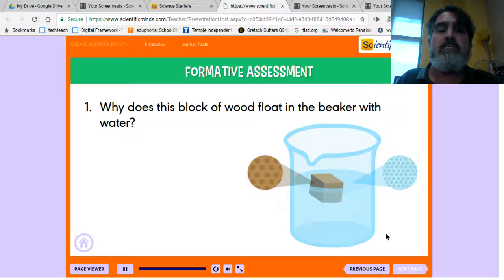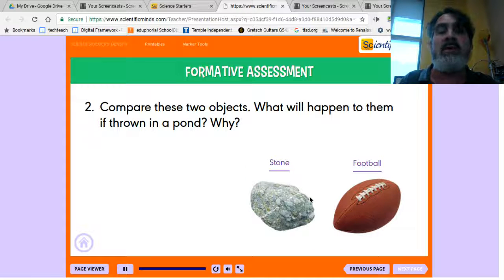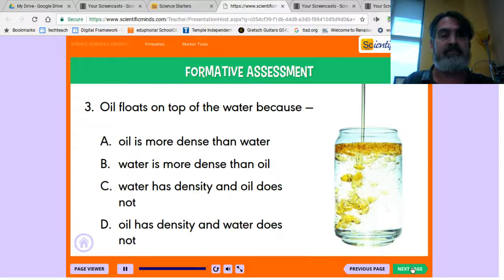So, why does this block of wood float in the beaker with the water? You guessed it. It's because it's less dense than the water. Now, if you look at the molecules here, the particles are packed together more in the water than they are in the wood. So the wood is going to float because it's less dense. Okay, compare these two objects. What will happen if they're thrown into a pond and why? Okay, so the stone will sink because it is more dense. The football will float because it is less dense than the water.